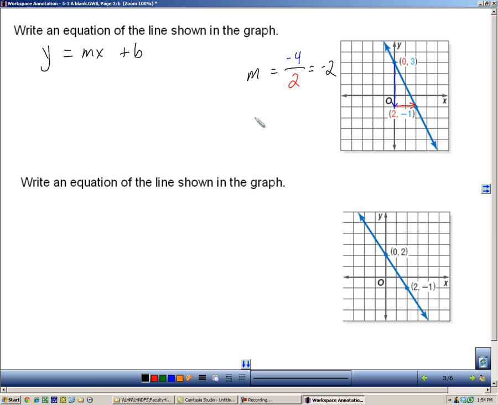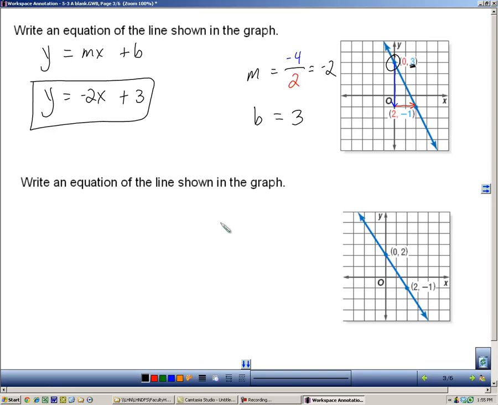The next thing I have to find is my y-intercept, my b. Well, that's simply where the blue line crosses the y-axis. It happens right here. And the y-intercept is that y number, so my b is 3. So we plug it in. Y equals -2x plus 3.